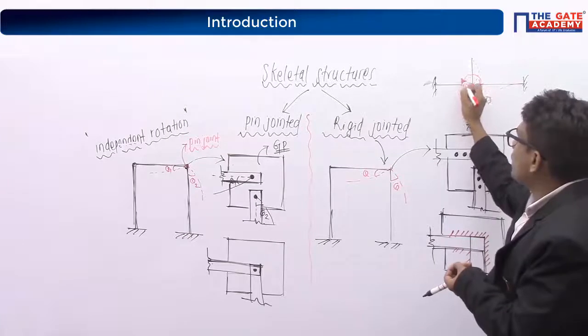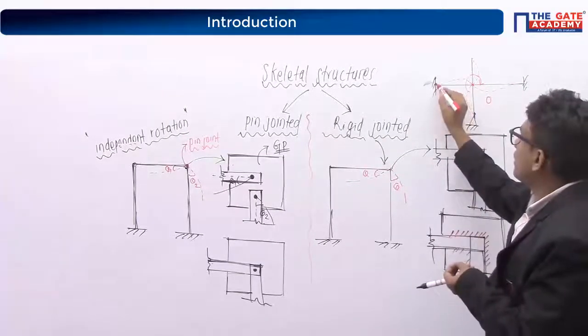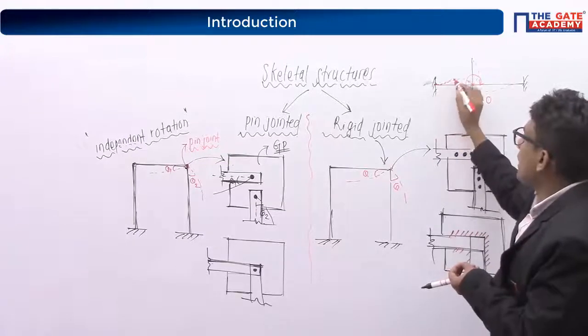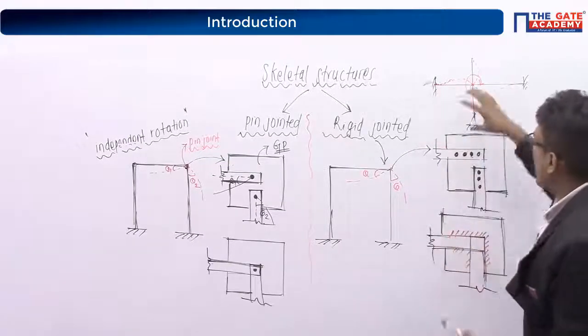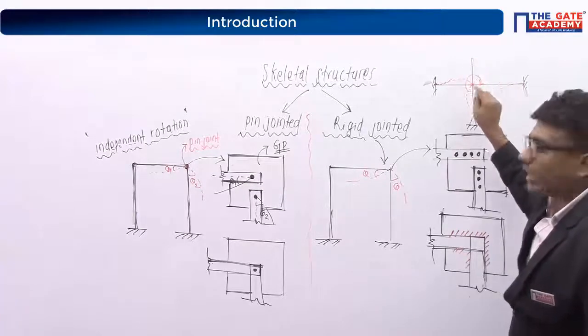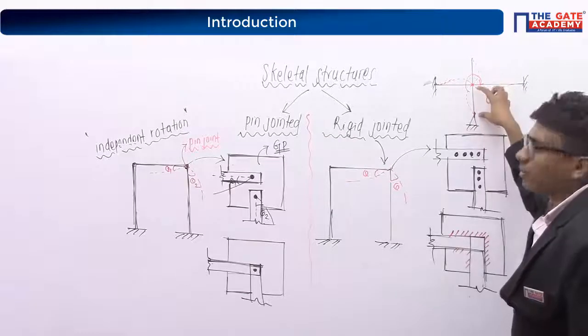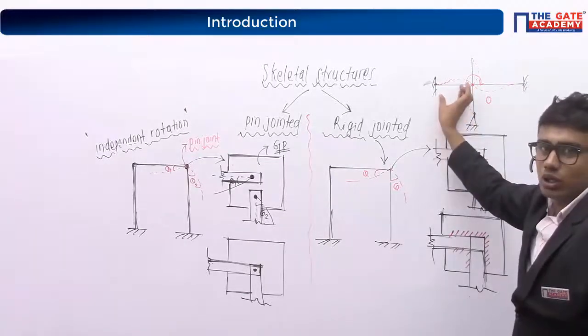Then coming to this fixed end, here also some rotation will be. The rotation here is 0, as it is a fixed end. The entire part of the structure is going to rotate. At this joint, it is going to rotate. This member will rotate. This member will rotate. This member will rotate, and this member will also undergo some rotation.